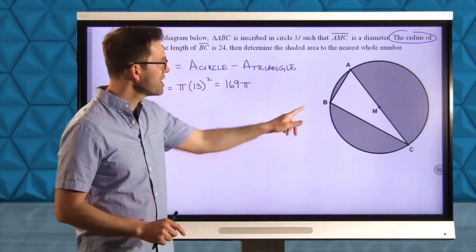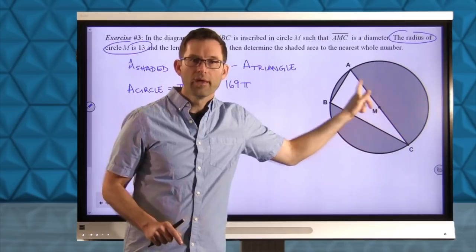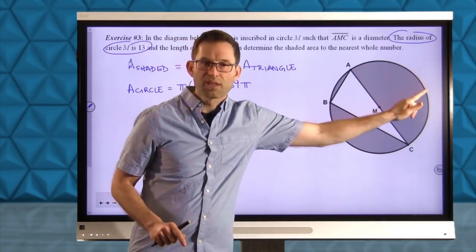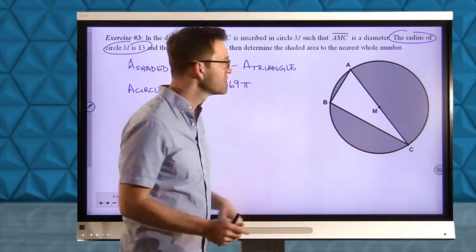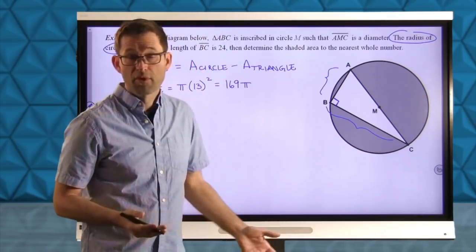What we knew is that an inscribed angle, like angle B, always has a measure that is half of the intercepted arc. But angle B intercepts an arc that's 180 degrees, so this is actually a right angle. So ideally, what we'd like is to know this length and this length. Maybe the problem gave it to us.